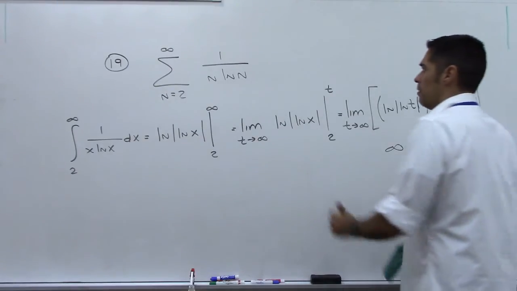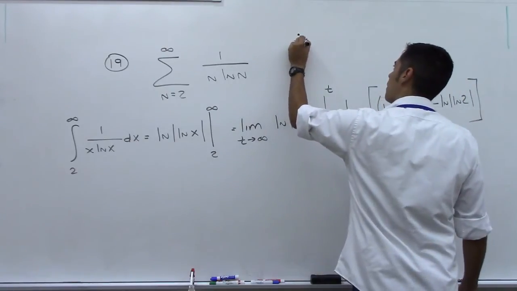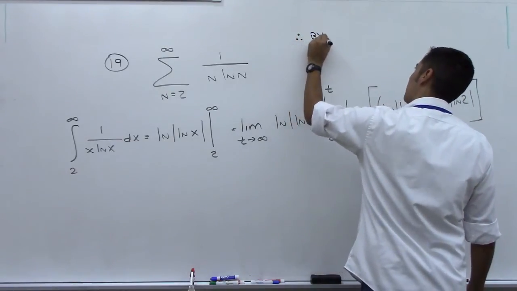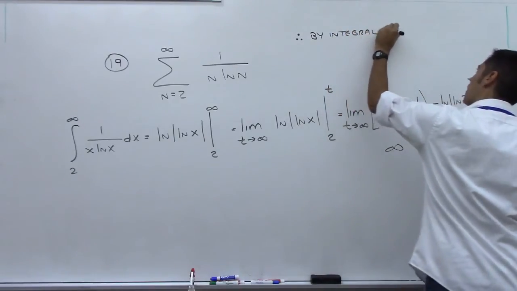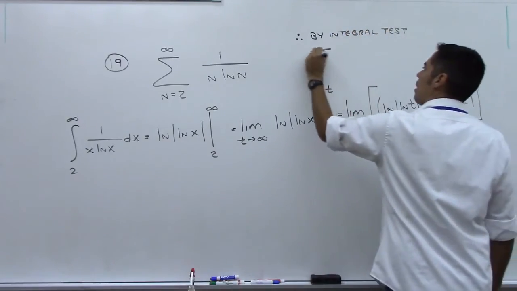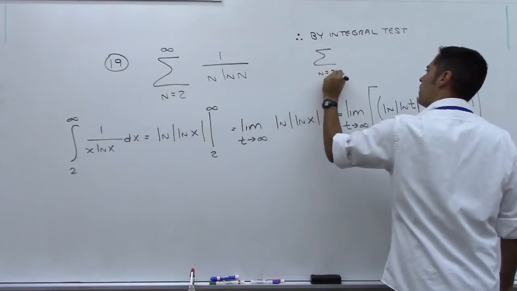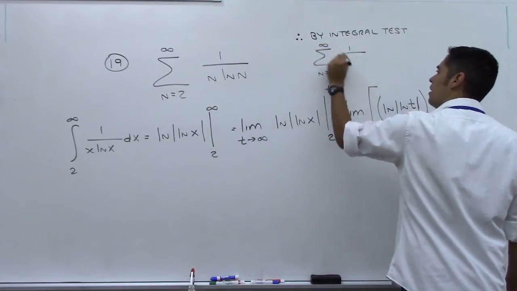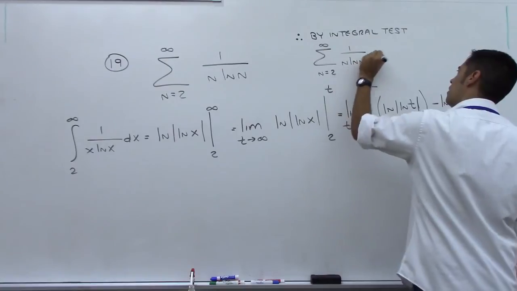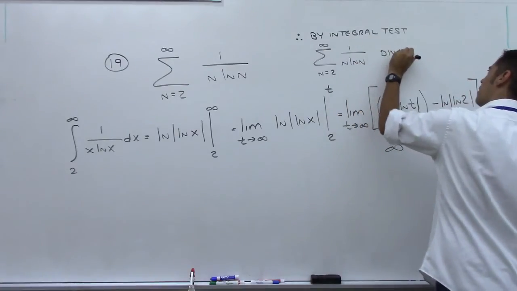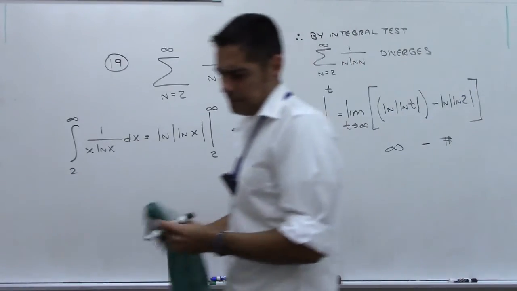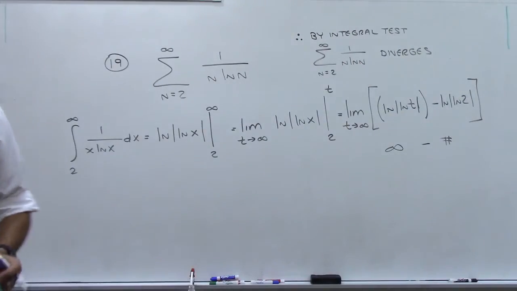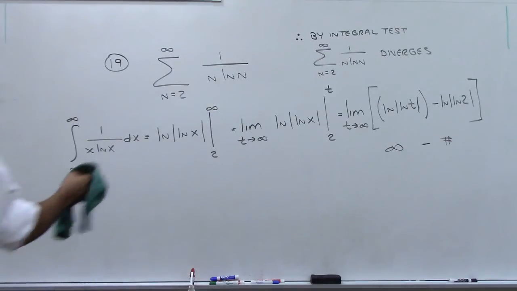So this thing is diverging. Therefore, by the integral test, our series does whatever the integral did. So it diverges. And that's it. All right, let's take a look at number 20.